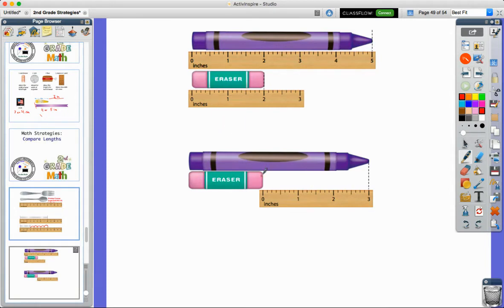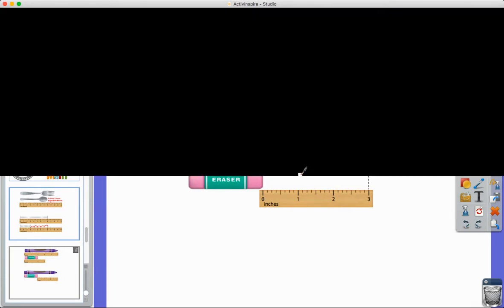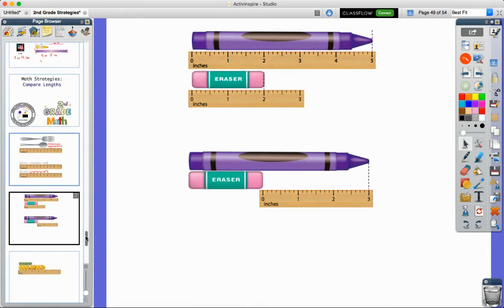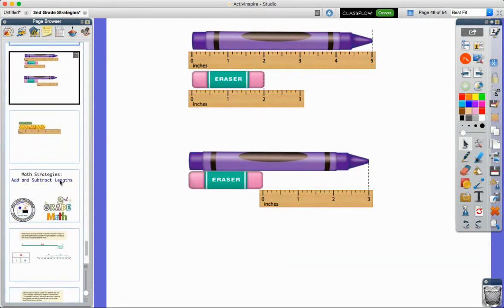Down here, they did it a little differently. Instead of measuring the two objects and knowing that it's 5 and 2, they just measured the difference. They measured the space in between. So they made sure to line up the zero with this end of the eraser. And then we see again that there are 3 inches going to the crayon. All right, so there's two different ways you can do it. Both of them give us the same answer of 3 inches.